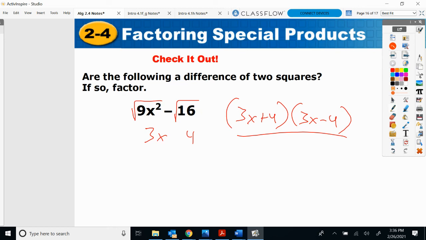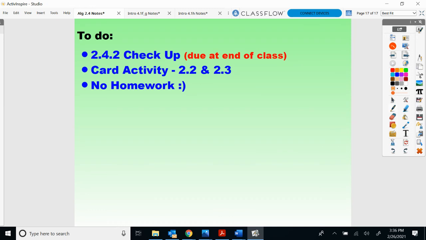Here's what I got for you guys to work on today. You got the 2.4.2 checkup, so get that done before class gets out. And then there's a card activity. You're going to practice factoring those trinomials from 2.3.2, 2.2, and 2.3. And you don't have any homework today, so that should make you happy. So get those two things accomplished today.